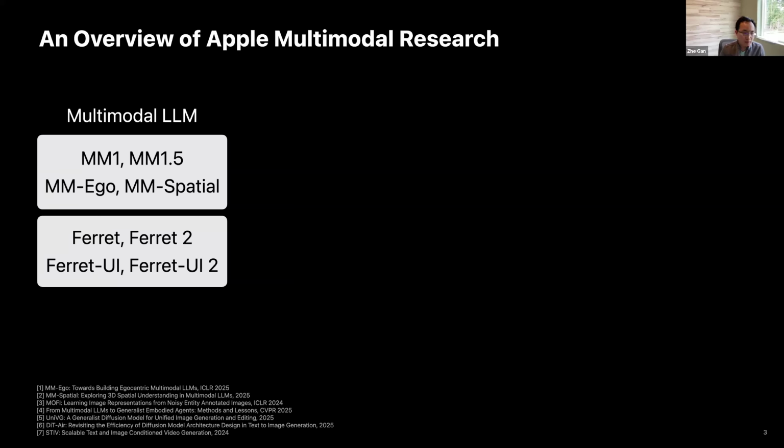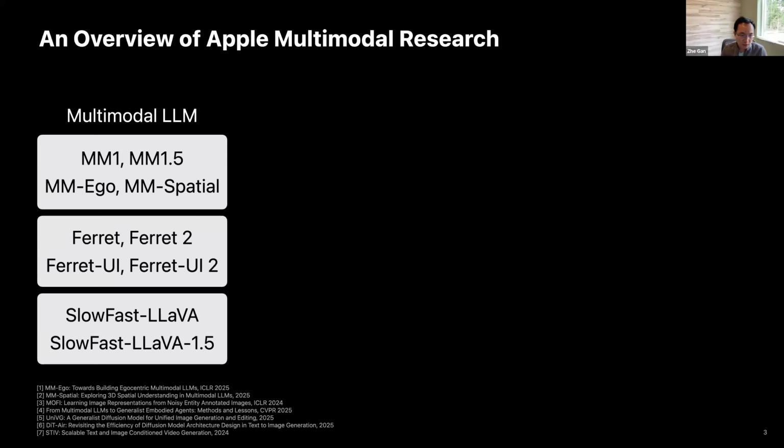Besides that, we also have the Ferret model family, such as Ferret and Ferret 2, for fine-grained image understanding. That is, how we can let a multimodal LM understand image regions. One very interesting application of this fine-grained capability is to develop models that can understand the UI. This leads to our recent work, such as Ferret UI and Ferret UI 2. We also do video understanding. From the open source part, we have SlowFast-LLaVA, and recently we have the 1.5 version.